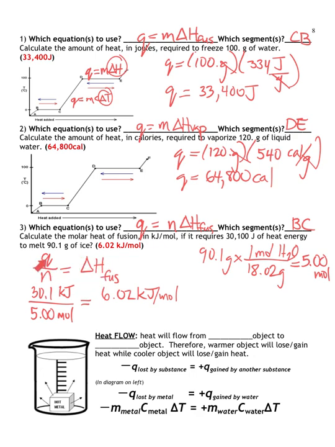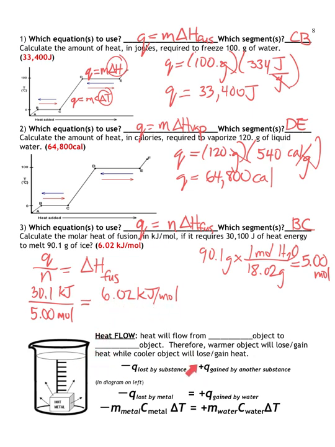I'm going to divide both sides by n, which gives me Q divided by n, so heat per mole. Heat is in kilojoules, so I'm going to set myself up to get kilojoules per mole. Mole on the bottom, kilojoules on top, and when I ratio that, I get 6.02 kilojoules per mole.